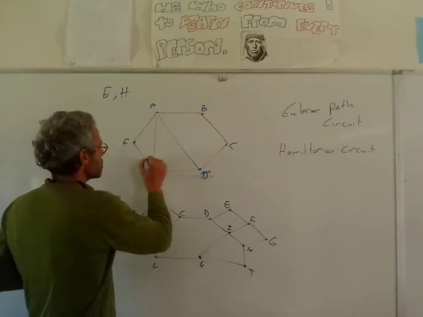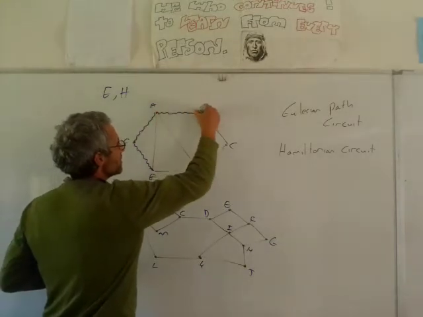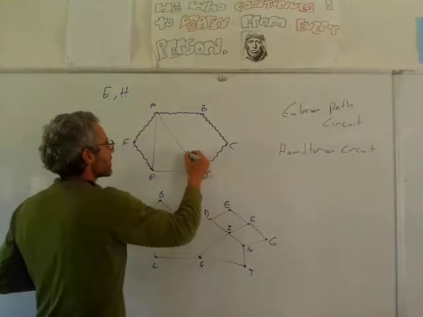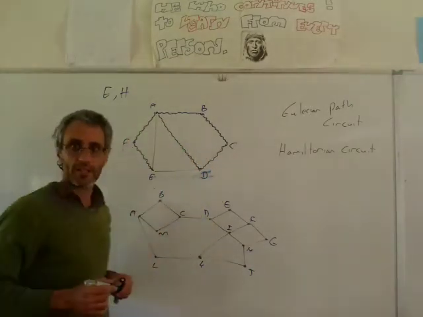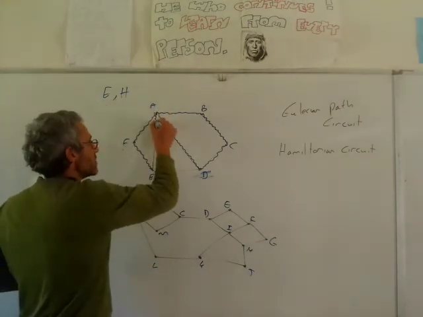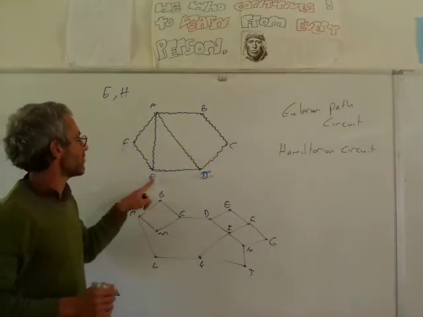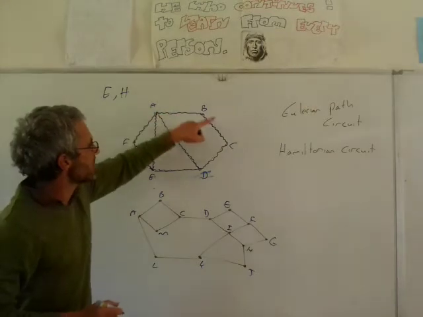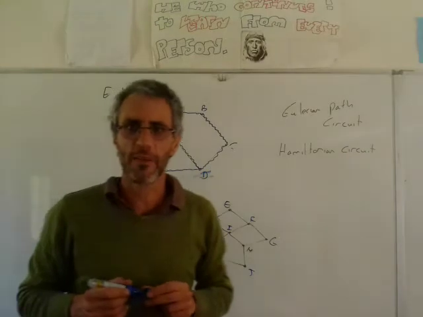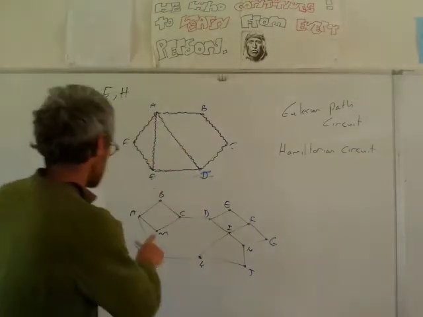I'm going to go to F, to A, then to B, to C, to D. I can go back to A. I can revisit a vertex, it's not a problem. I just can't go through the same edge twice. Back to E, and I end up at D. So I went from E to F to A to B to C to D to A to E to D. I didn't start and end at the same point, so it's a path. It's an Eulerian path. Right, let's look at the bottom here.